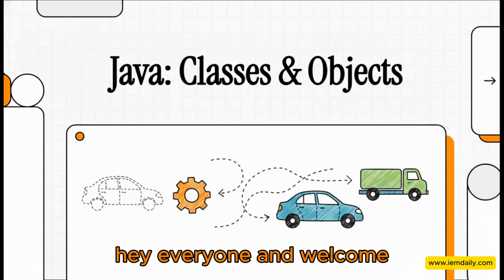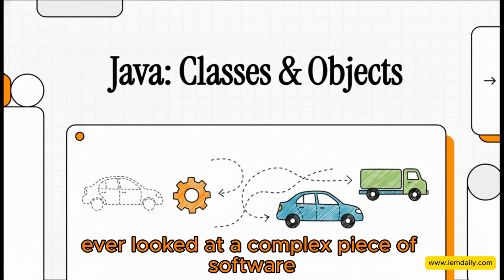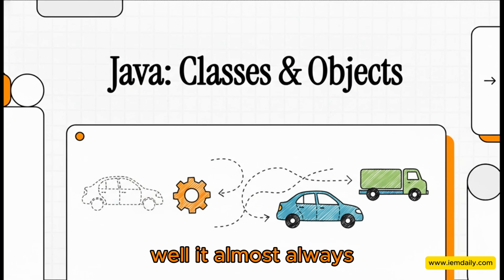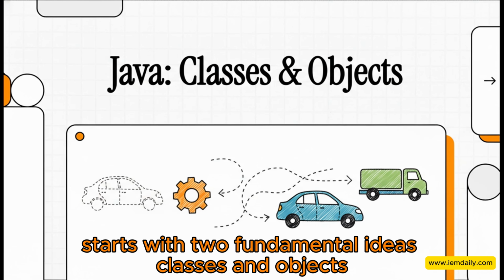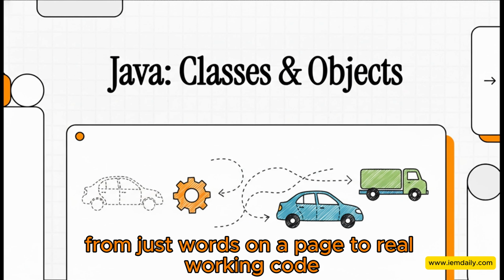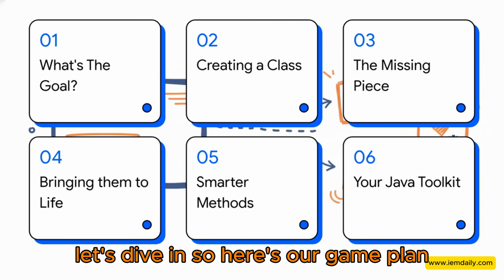Hey everyone, and welcome. Ever looked at a complex piece of software and just wondered how on earth do they build that? Well, it almost always starts with two fundamental ideas, classes and objects. Today, we're going to take these concepts from just words on a page to real working code. Let's dive in.